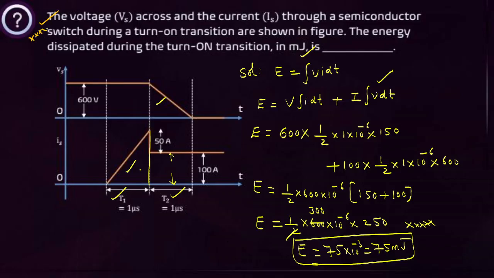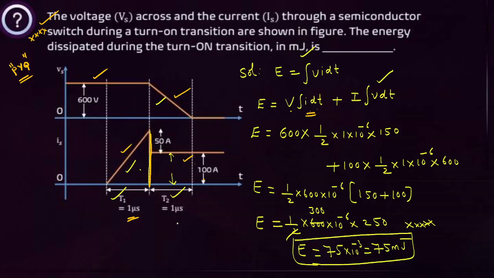Then one more problem that I solved. Please go through this one. This is a previous GATE question, a PYQ. Here also the same concept. Voltage is constant, current is changing. Current is constant, voltage is changing. That is integral V i dt. Voltage is constant, current is changing, integral I dt. Integral I dt is the area under the current curve. What is the area under the current curve? Half into B into H. Half into B, where B is 1 microsecond, and H is the total, friends, 100 plus 50, 150.